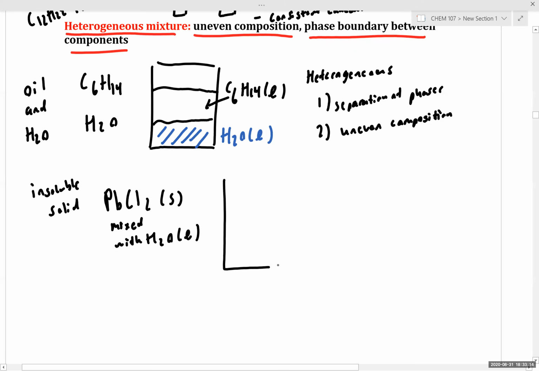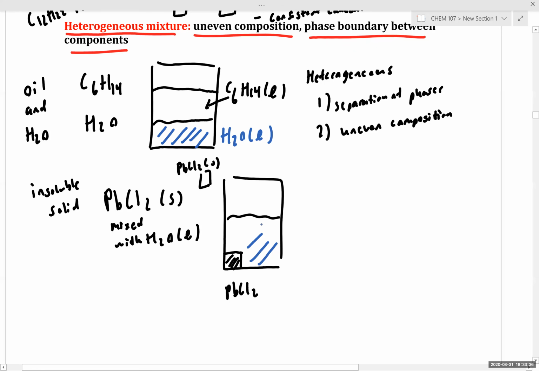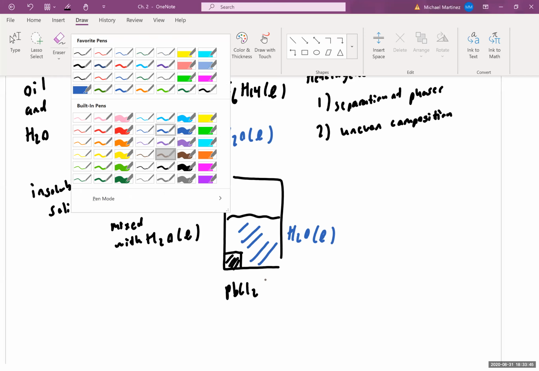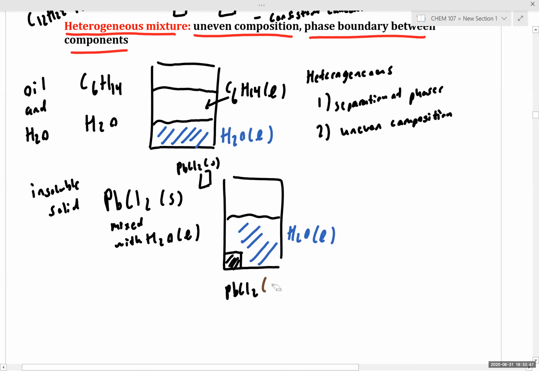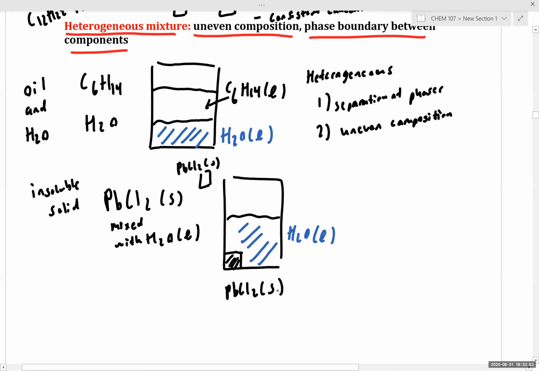Lead chloride does not dissolve in water. So if we take our brick of lead chloride solid and try to put it in water, we will see a layer of water and our lead chloride will just sit at the bottom of our cup containing water. As we can clearly see, the lead chloride and the water do not mix. We have a heterogeneous mixture. This mixture has an uneven composition and a separation of phases.